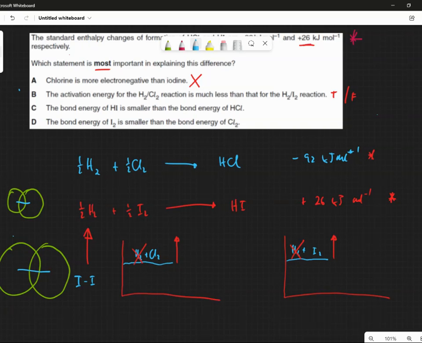Now, look at this statement here, B. None of you, or very few of you, I think Bonet and Wanda maybe, really understood that question, because you're thinking, how do I know about the activation energy? But you have to bring in other things. You have to bring in bond length to realize that it's harder to break a Cl-Cl than it is to break an I-I. Therefore, the activation energy for the H2Cl2 is going to be bigger than the H2I2.